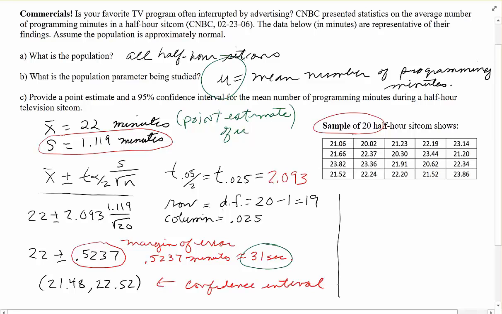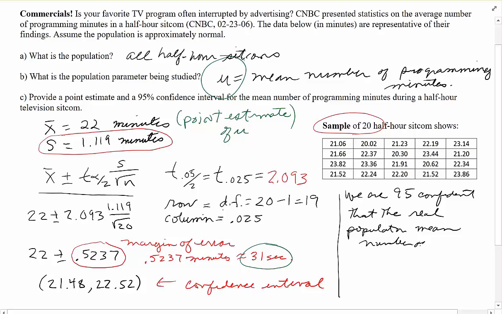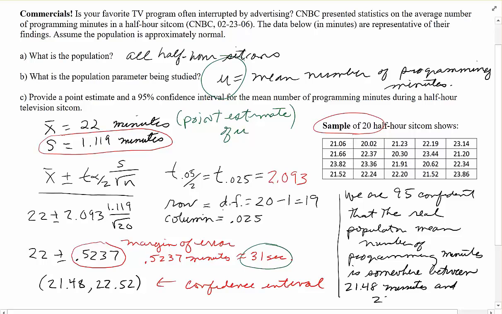And then to interpret that, or to explain what that tells me, I would say that we are 95% confident that the real population mean number of programming minutes is somewhere between 21.48 minutes and 22.52 minutes.